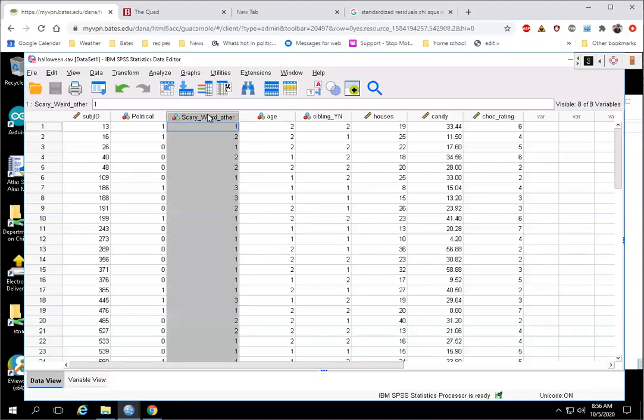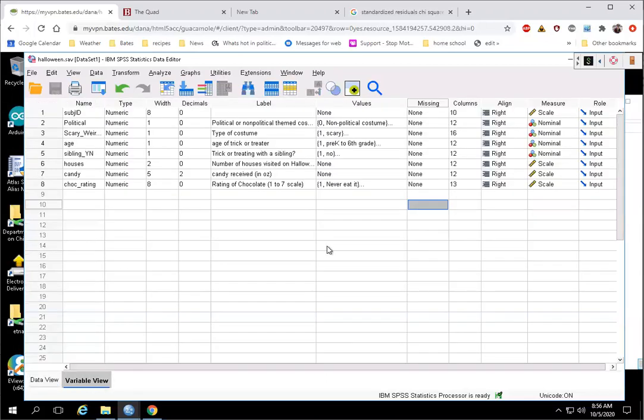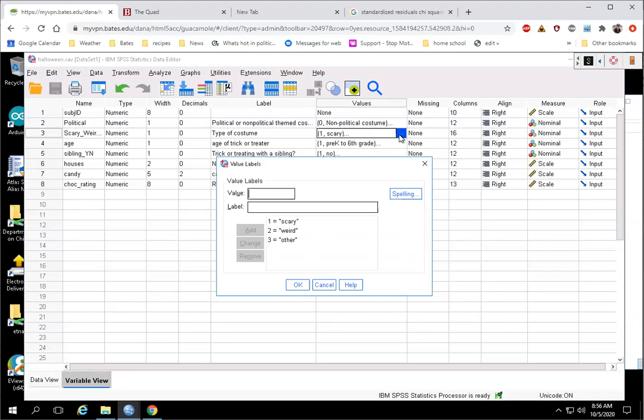We're going to work with this scary, weird, other variable. Let's learn more about that. If we go to the variable view, that variable is the type of costume that people dressed in. And then under the values here, we can see people's costumes have been sorted into these three categories. They're either scary, weird, or other, coded as a 1, 2, or 3.